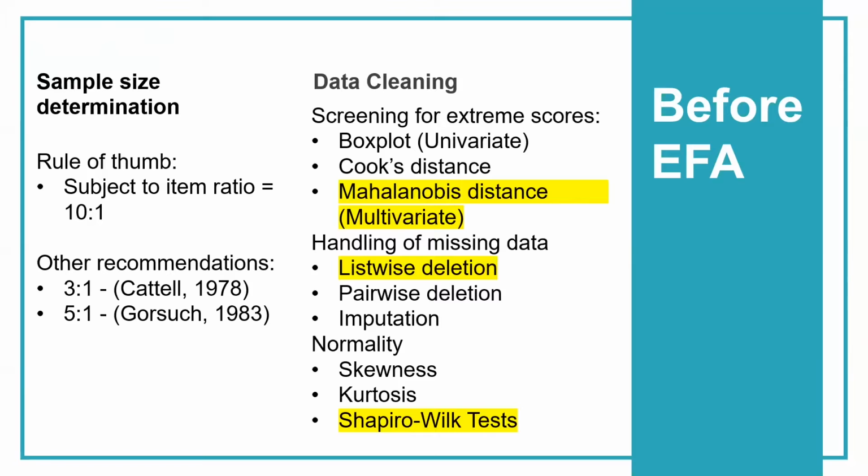After we collected the data, inserted the data in analysis software, data cleaning is required to screen for extreme scores, missing data, as well as check for normality. In this demonstration, we will use the Mahalanobis distance to identify the extreme cases, which also known as the outliers.